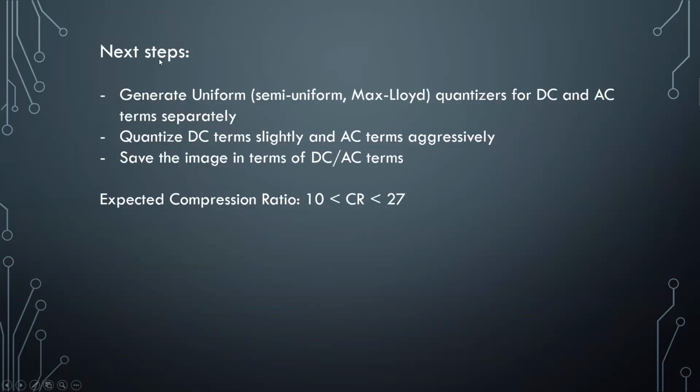We gain speed. Next, we quantize our DC terms slightly, but we quantize our AC terms aggressively, with uniform, semi-uniform, or max-Lloyd quantizers. It's up to us. At the end, we save the image in terms of DC and AC terms, and we can achieve a compression ratio between 10 and 27. This is a huge compression ratio. It means that if you have an image of 1 megabyte, you can end up with 100 kilobytes. So this is a huge compression.